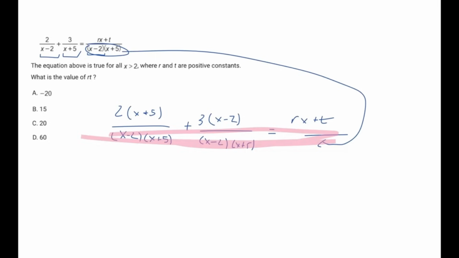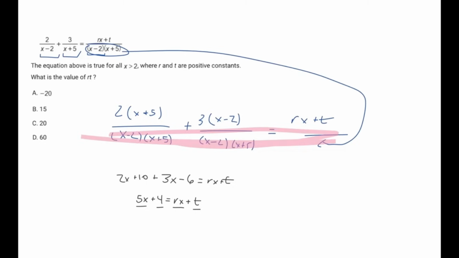So now we want to distribute this out. So 2 times x is 2x, and then 2 times 5 is 10, and then we add 3 times x, so 3x, and then 3 times negative 2 is negative 6 equals rx plus t. And this simplifies further, and it's actually kind of cool what happens. So we have 2x plus 3x, we're just combining like terms, and then 10 minus 6 is plus 4. So if we look at this, what you'll find is that on the left side, we have an x term and a constant, right? On the right side, we also have an x term, rx, and a constant t.